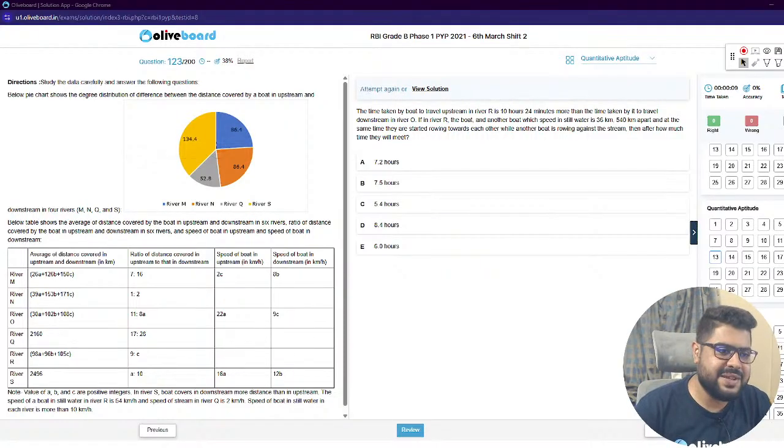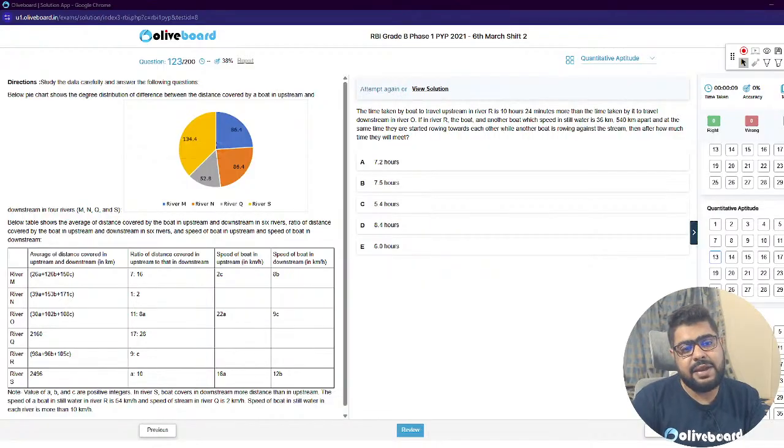इतना बड़ा था. अच्छा. So देखो, they have told you the difference between upstream and downstream distance in 4 rivers: M, N, Q, S. और ये सब 3 variables हैं सर, A, B and C. In the whole table you have 3 variables. अच्छा सॉरी, मैंने तो शेयर ही नहीं किया ये वाला पार्ट.